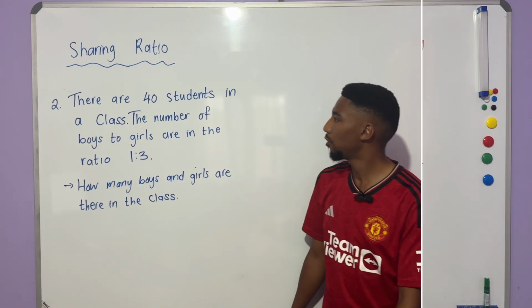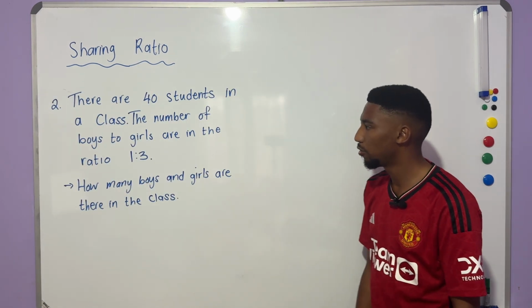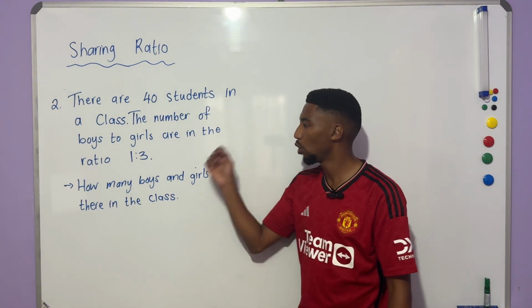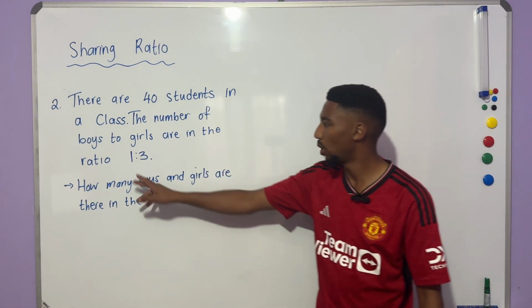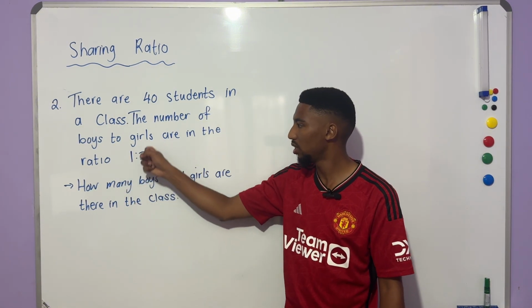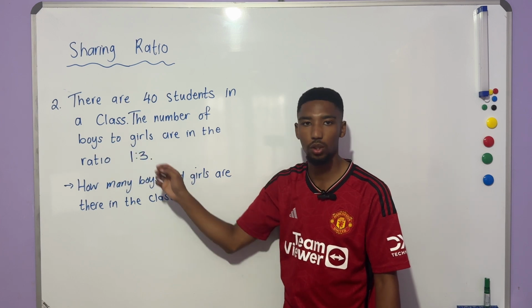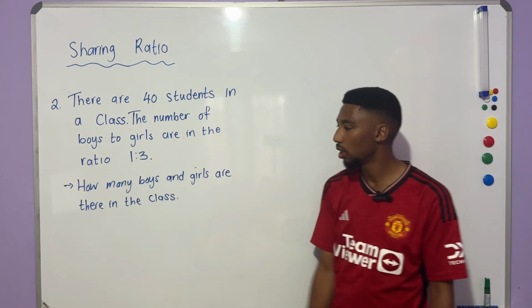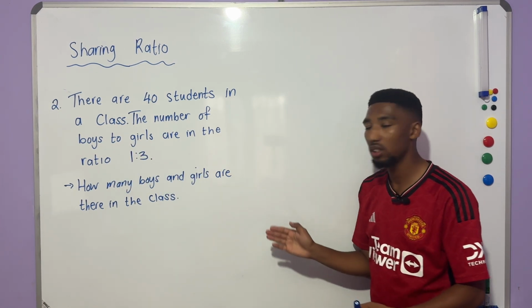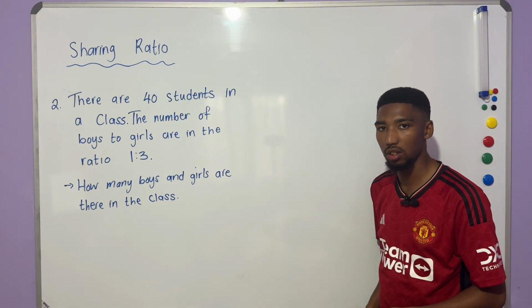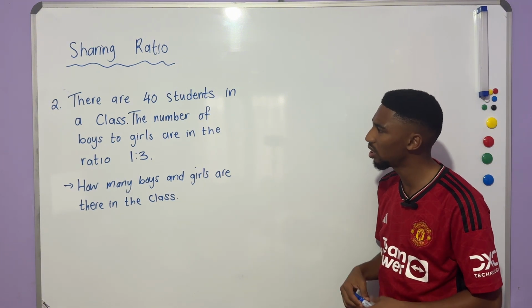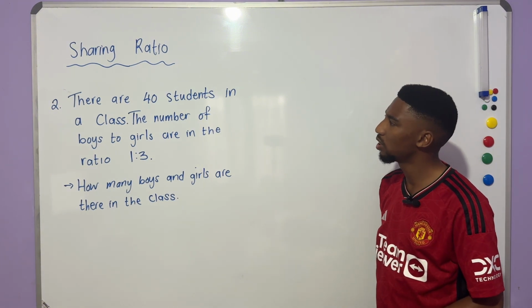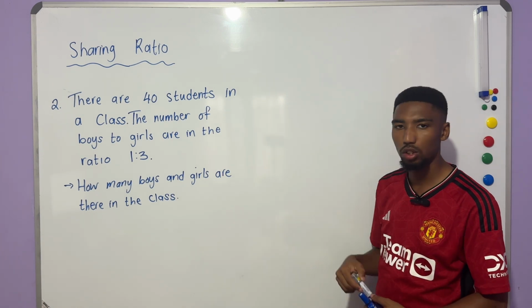All right. There are 40 students in a class. The number of boys to girls are in the ratio 1:3. So the 1 is the boys and 3 is the girls. Always look at the order of the sentence and the numbers. How many boys and girls are there in the class? So we need to find out how many boys there are in the class, in a total of 40 students.